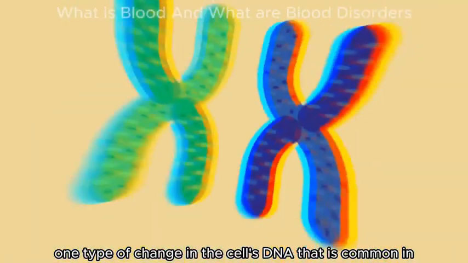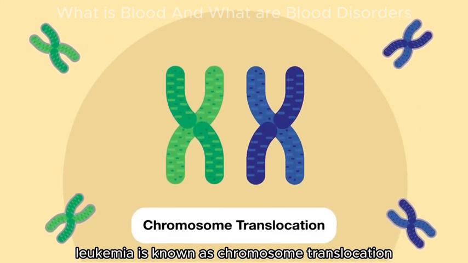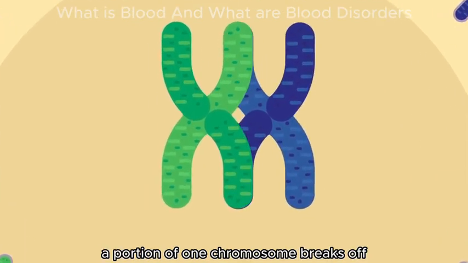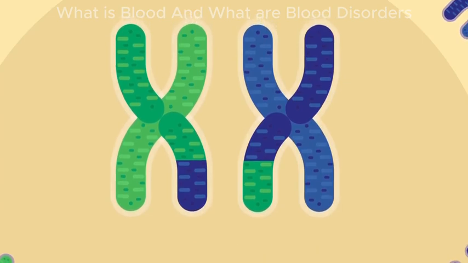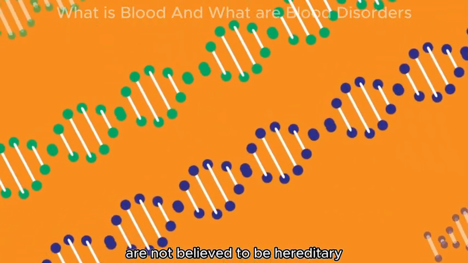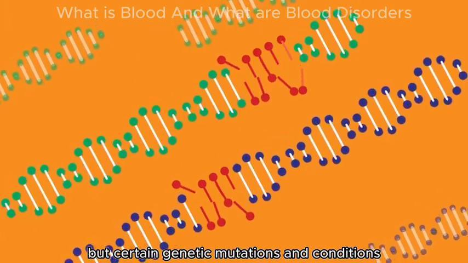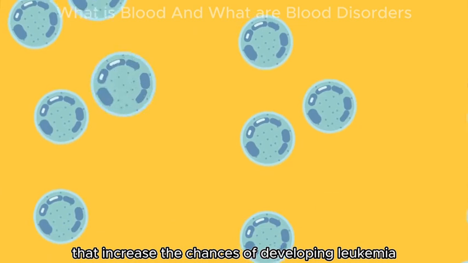One type of change in the cell's DNA that is common in leukemia is known as chromosome translocation. In this process, a portion of one chromosome breaks off and attaches to a different chromosome. Most cases of leukemia are not believed to be hereditary, but certain genetic mutations and conditions that increase the chances of developing leukemia can be passed along to offspring.